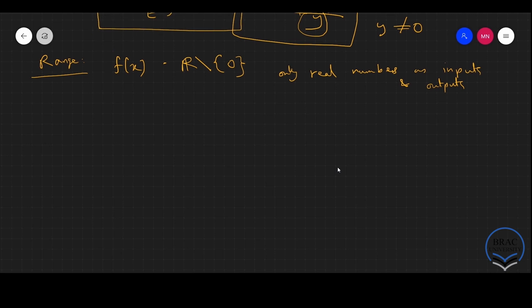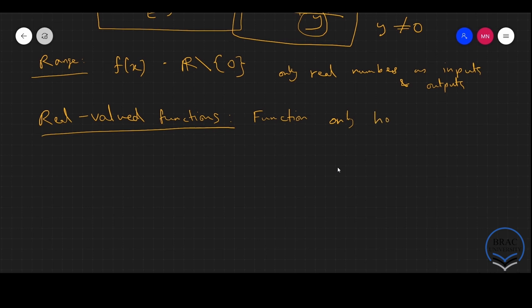Okay, so all of the functions that we have looked at so far are also known as real valued functions. That means the functions only correspond to, well, they only have real numbers as outputs.